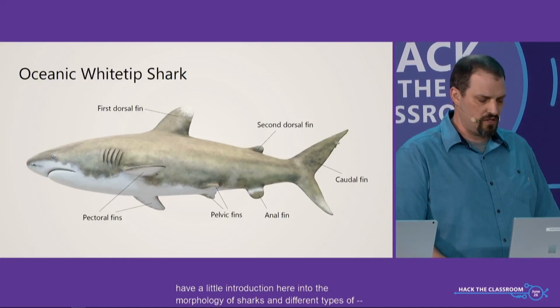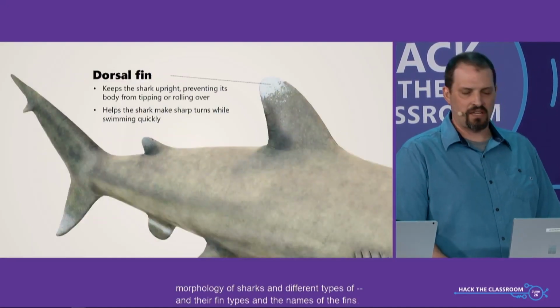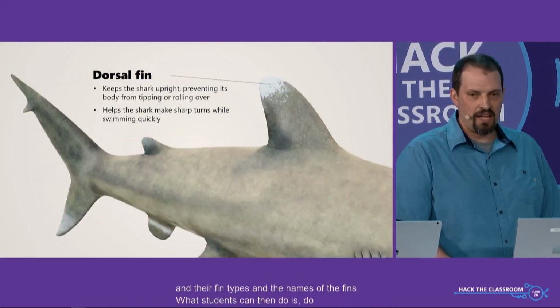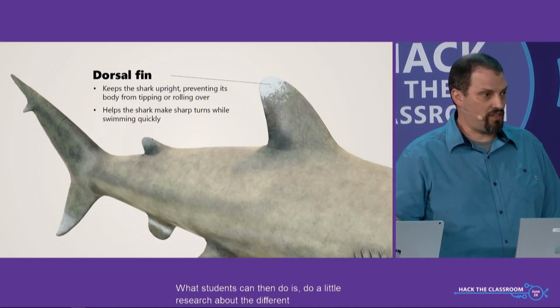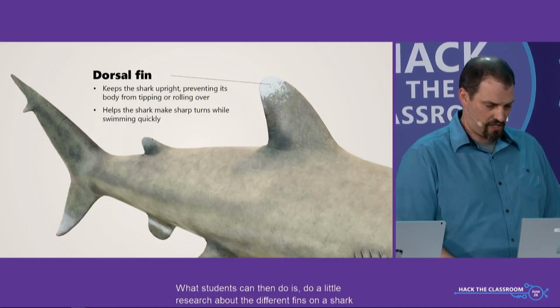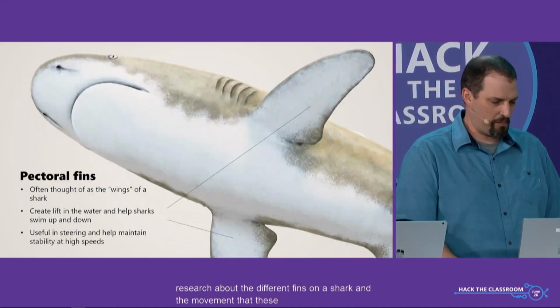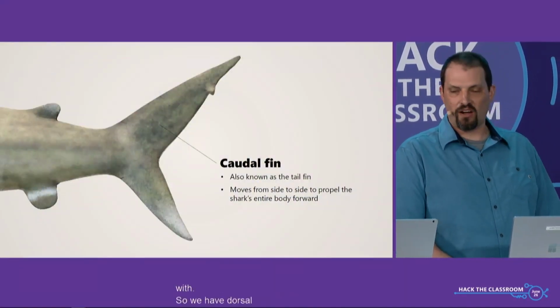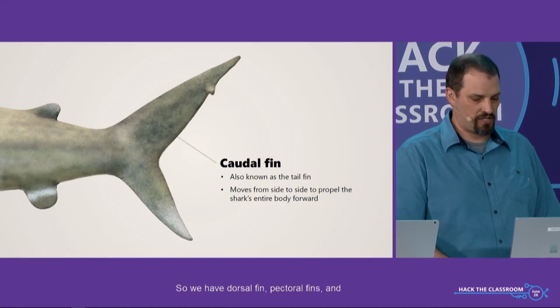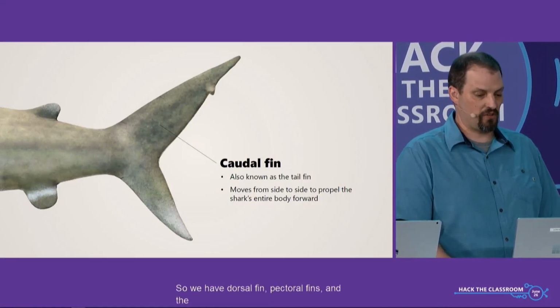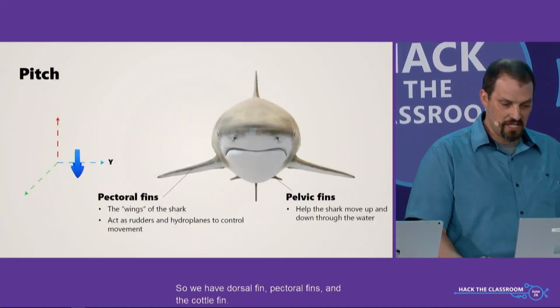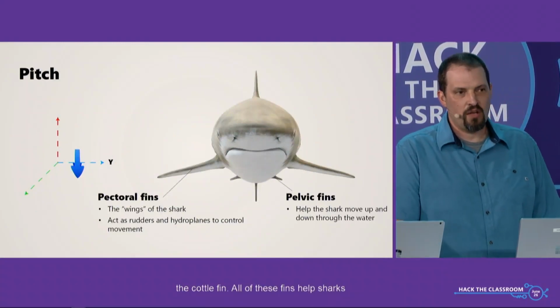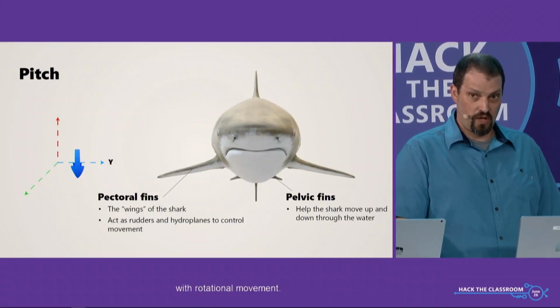And so what students can then do is a little research about the different fins on a shark and the movement that these fins help these sharks with. So we have the dorsal fin, we have the pectoral fins, and the caudal fin. And all of these help these sharks with this rotational movement. And then additionally, we also have some wonderful 3D models and visualizations.